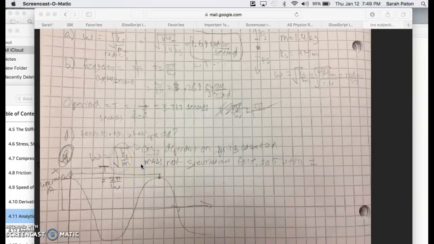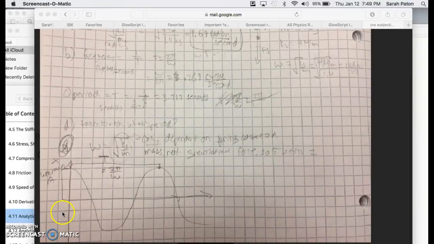Thus, the period will be the exact same, and here is my graphical representation of what this oscillation might look like. This is the y-axis, this is the x-axis, this is an unknown amplitude, and this is the time it takes for one period. And that's from the maximum displacement to the next time that there is another maximum displacement, which is also equivalent to 2 pi over omega.